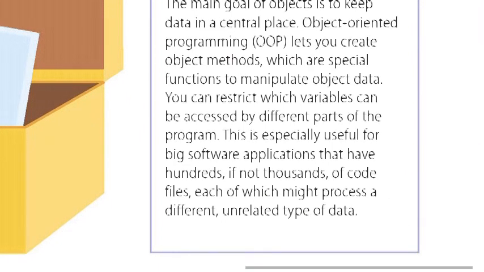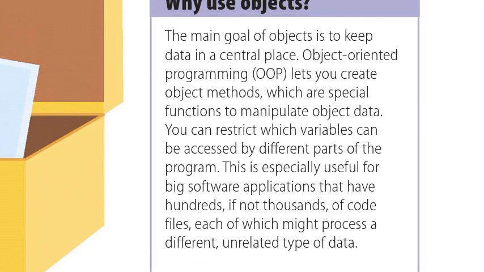Object-oriented programming lets you create object methods, which are special functions to manipulate object data. You can restrict which variables can be accessed by different parts of the program. This is especially useful for big software applications that have hundreds, if not thousands, of code files, each of which might process a different unrelated type of data.